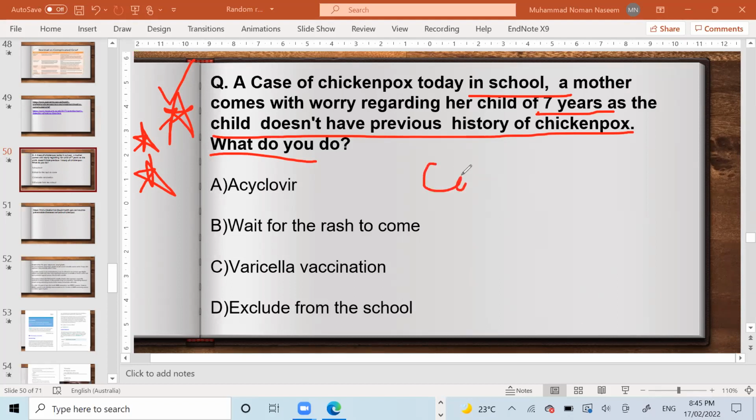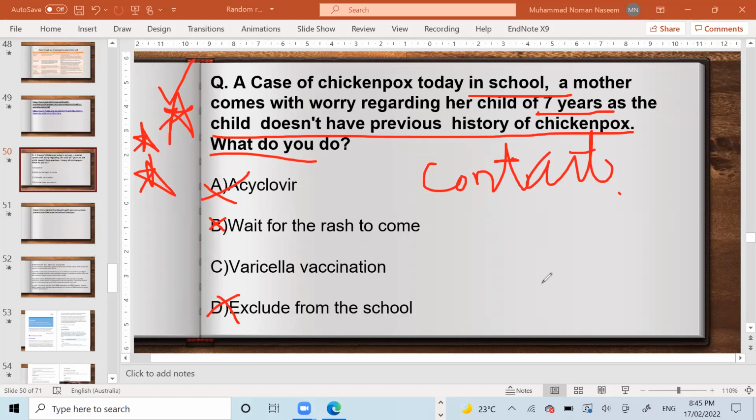Now, this patient is a contact. This is not an index case. Unless the patient is immunocompromised, we don't start antivirals in them. And we never wait for the rash to come. All right? Especially in chickenpox. We don't exclude them from the school because they are not exhibiting any signs and symptoms of the disease.